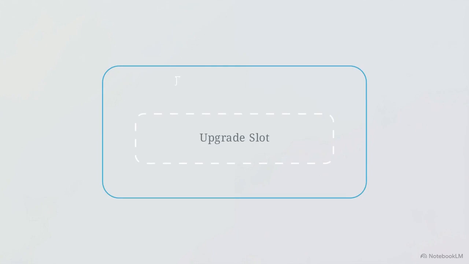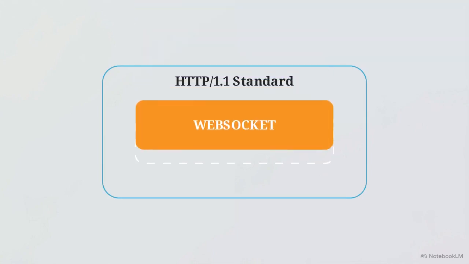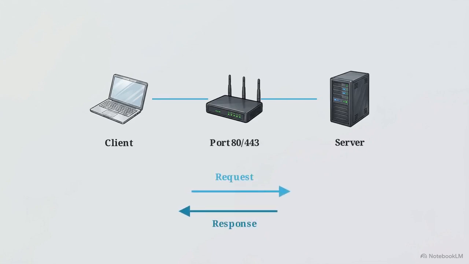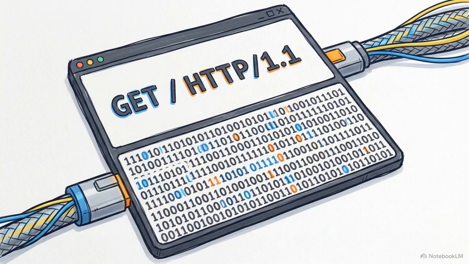To get that bidirectional line, we don't build a new protocol from scratch. We hijack HTTP. We use its standard ports and its routing infrastructure just long enough to establish a connection. Then we permanently break the request-response rules. True real-time communication requires abandoning the request-response cycle entirely. Here is exactly how we initiate that break.